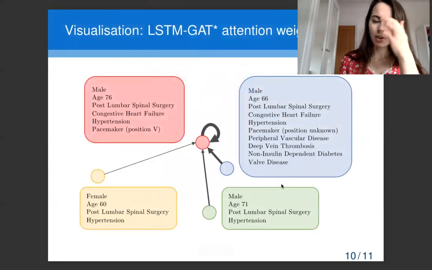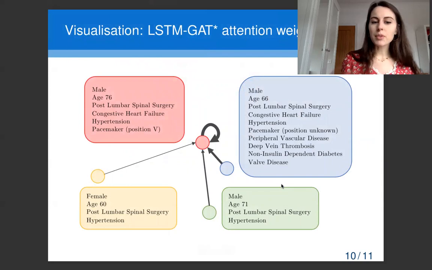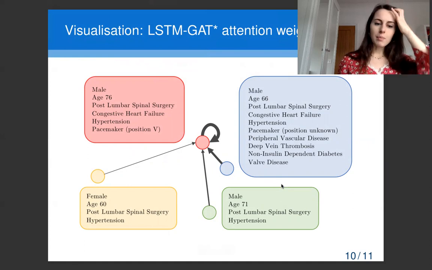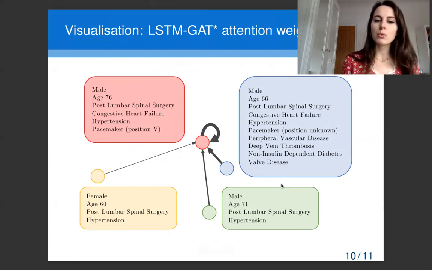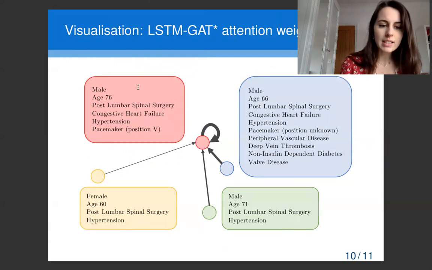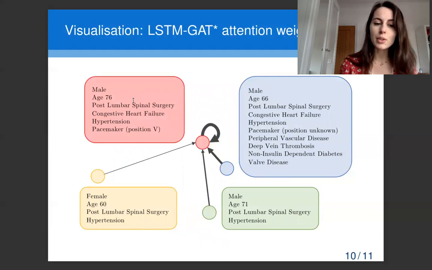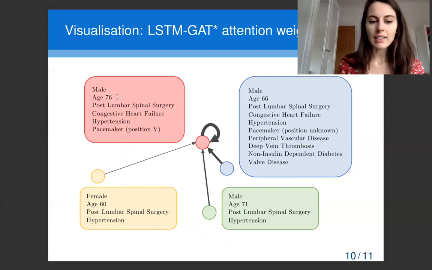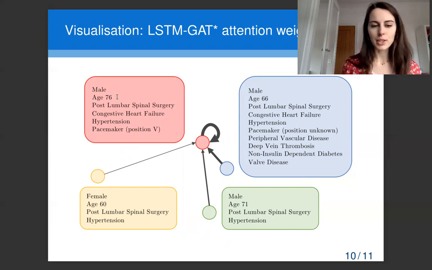The final thing I'm going to talk about are the interpretability benefits of one particular model that we tried, the LSTM-GAT. This model attributes attention weights to edges in the graph. So the patient in question here is the one in red. He's a 67-year-old man who's just had lumbar spinal surgery and has a background of hypertension, congestive heart failure, and has a pacemaker. So usually surgical patients would stay less time in the ICU, and they're usually healthier than medical patients because you have to be deemed well enough to have had an operation.